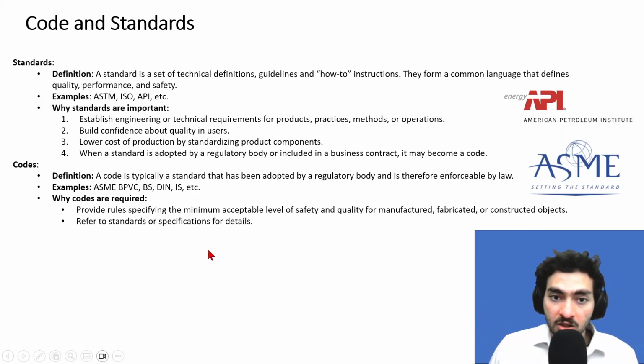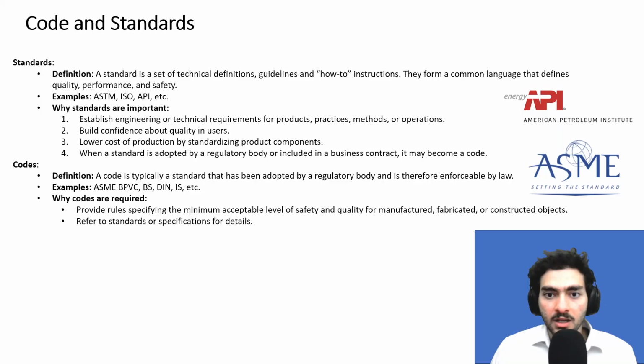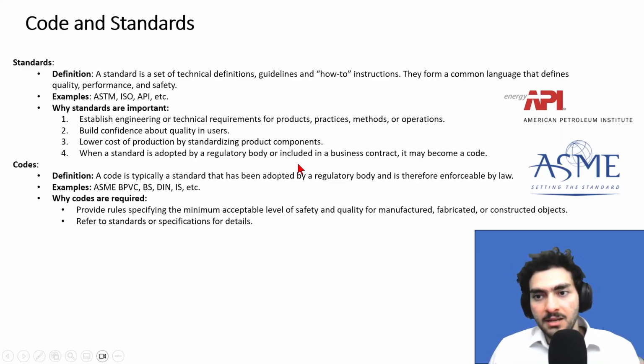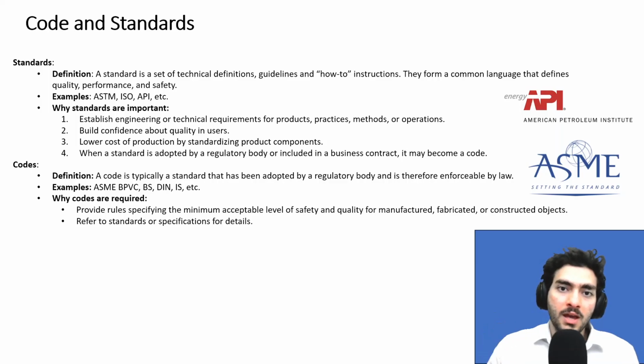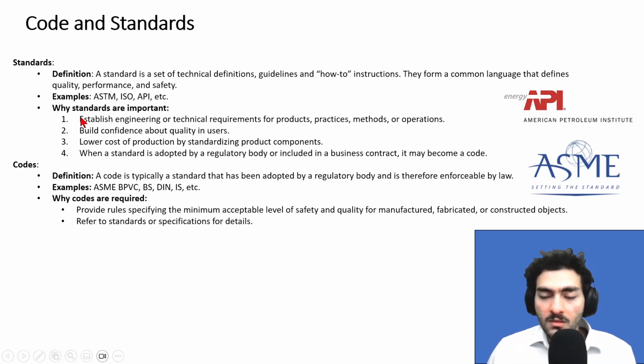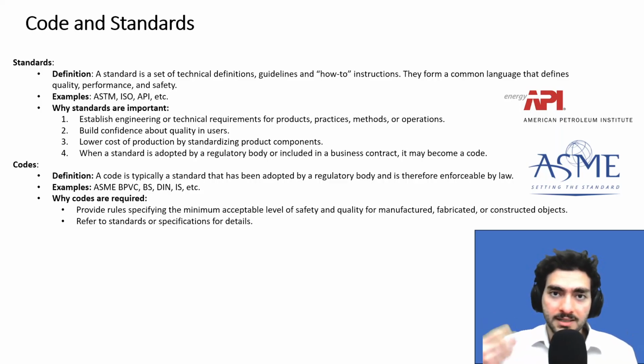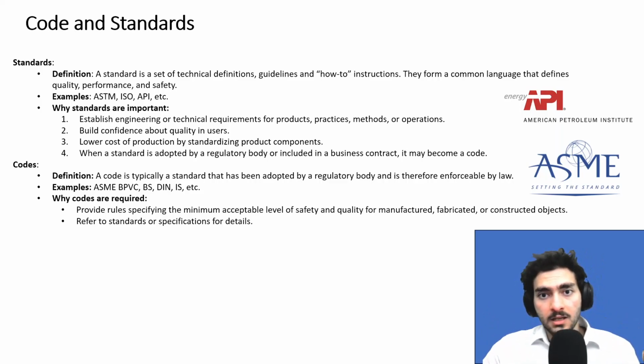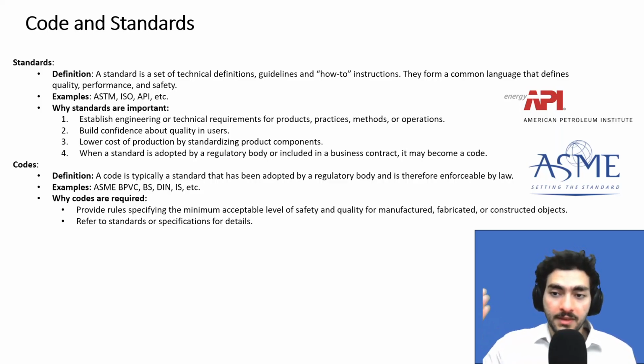And when a standard is adopted by a regulatory body, so when it's adopted by the government or included in a business contract, then it becomes code. So usually if you have the government adopting a standard, then it becomes a code. And that is like the ASME codes, especially for the pressure vessels and boilers, because as I've alluded to earlier at the beginning of this course, a lot of people have died because of explosions on boilers, and because of that, now we have the ASME standard that was adopted by the government and now is enforceable by law.